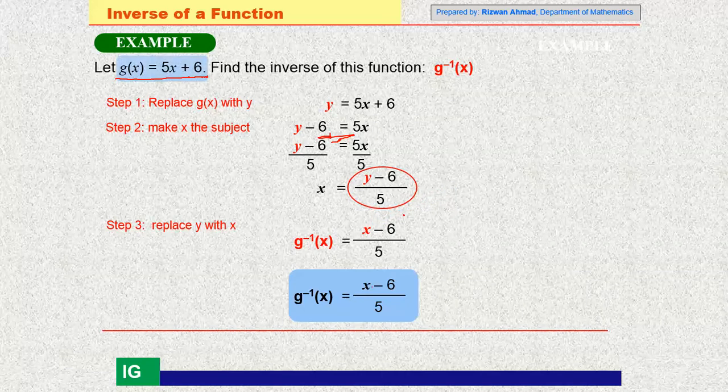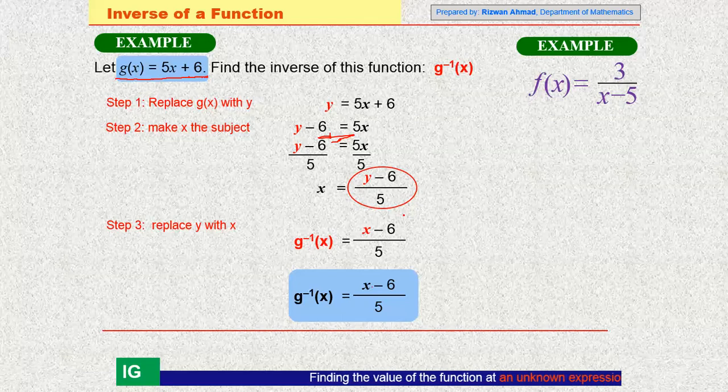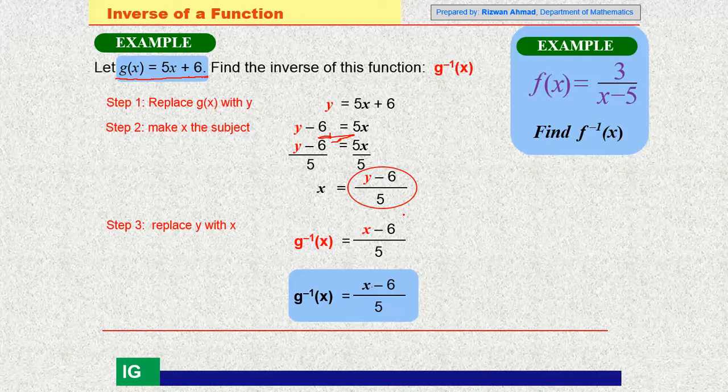Okay, now using this concept we will do one more example. Here f of x is equal to 3 over x minus 5, and we are to find the inverse of this function. So let's do this one. We'll write f of x as y, so y is equal to 3 over x minus 5. Then if we cross multiply, it will be y times x minus 5 is equal to 3.